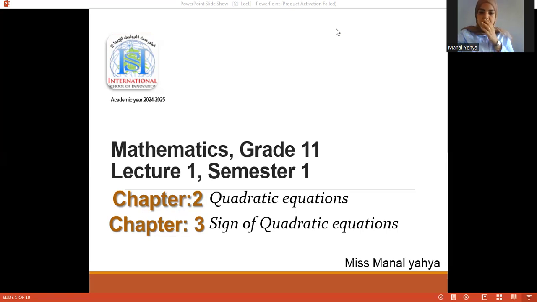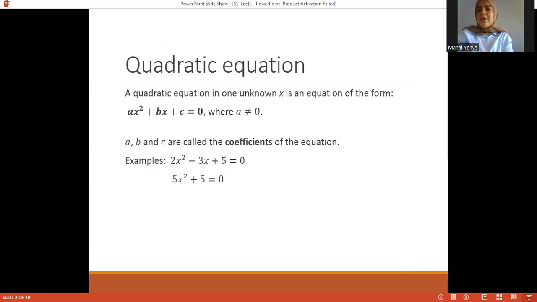With your quiz. As you know, we have started with the quadratic equations and their signs. So let us remember together what's the meaning of a quadratic equation. A quadratic equation is an equation that contains one unknown, which is x, and it's written in the form ax squared plus bx plus c equals 0. Of course, a cannot be 0, because if it's 0, then we won't have x to the power 2, which makes it a quadratic equation. So it's the second degree equation.